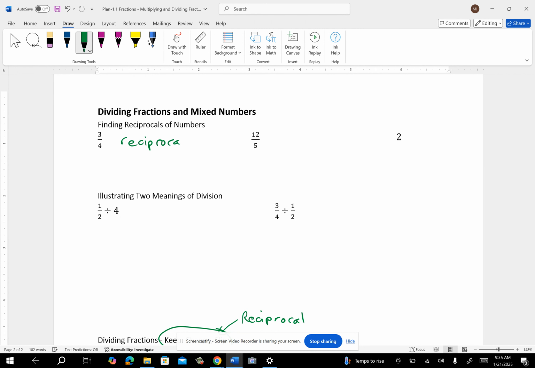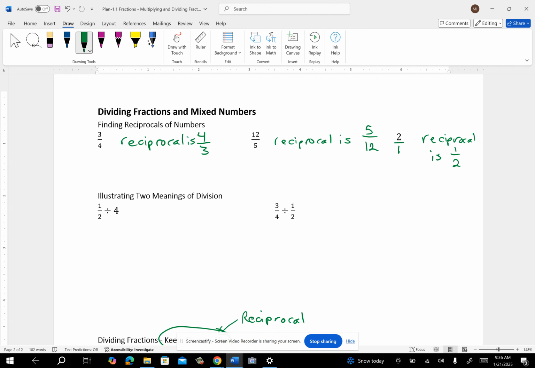The reciprocal would be 4/3. Okay. If you have 12/5, the reciprocal of the number is 5/12. Now, whole numbers aren't written as fractions to start with, but 2 is the same as 2/1. So the reciprocal of 2 would be 1/2. Okay. All right, now I want to show you the meaning.